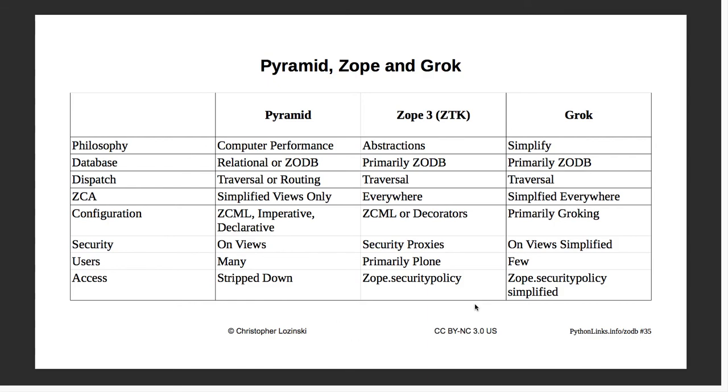Okay, so those are the basics. Let's now do a comparison of Pyramid, Zope, and Grok. Basically what Pyramid does is it really strips things down to have optimal performance. And what Zope does is it's more focused on very high-level abstractions. There's a performance penalty for those, of course. Maybe Zope has too many high-level abstractions, and so Grok came along and simplifies all of it.